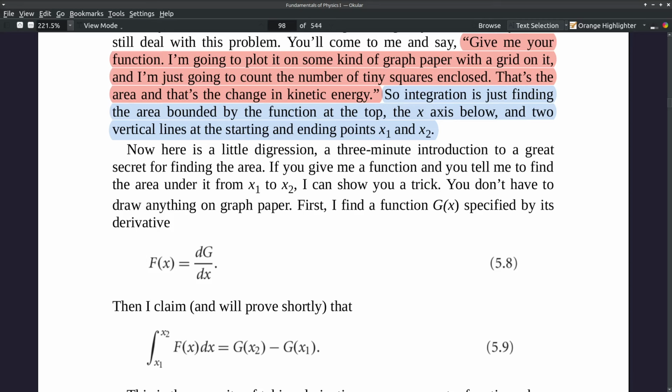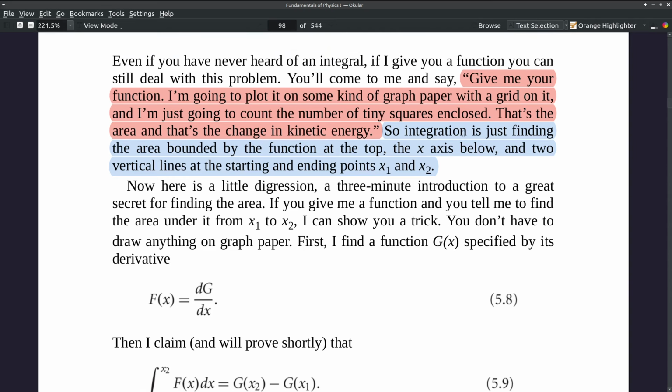So integration is just finding the area bounded by the function at the top, the x-axis below, and 2 vertical lines at the starting and ending points x1 and x2. This is an oversimplified version of it, and what Piezo was just explaining would be something.